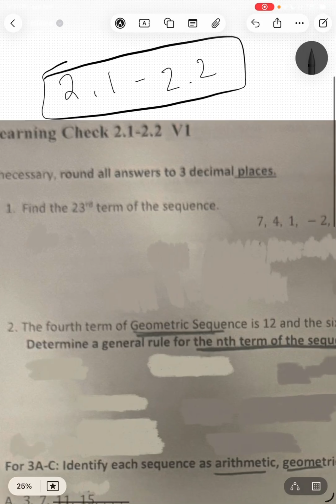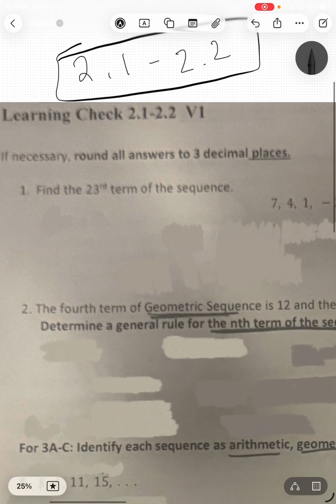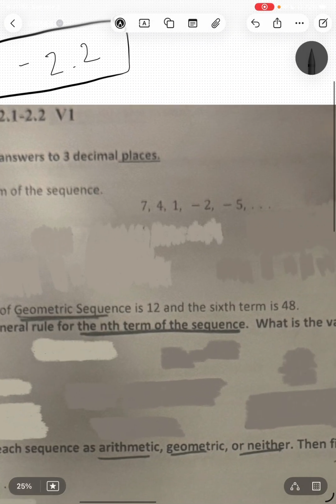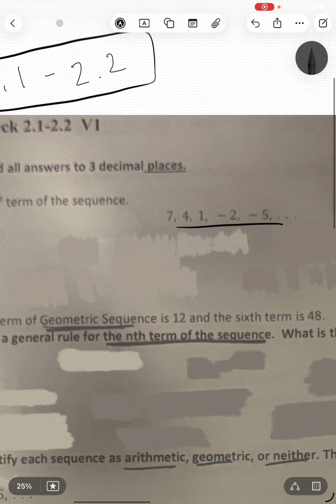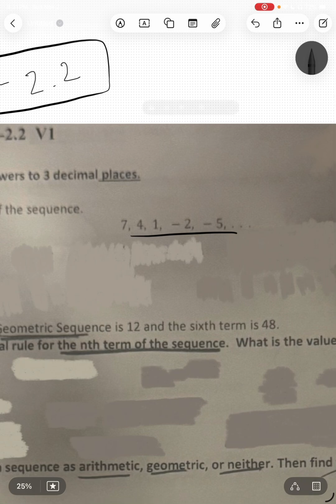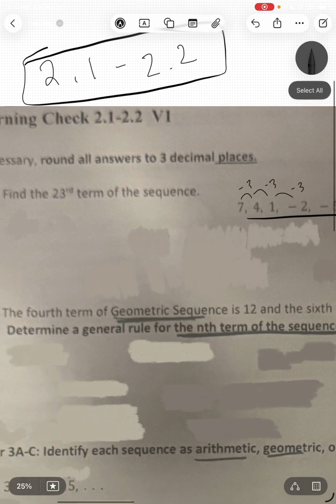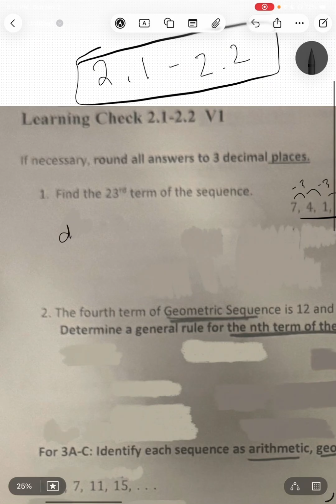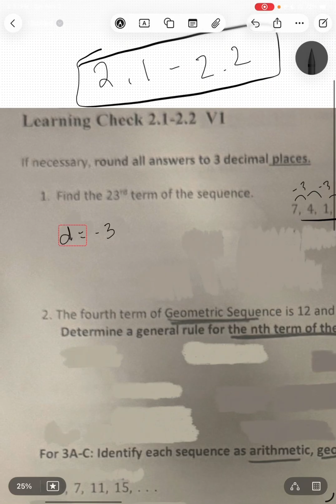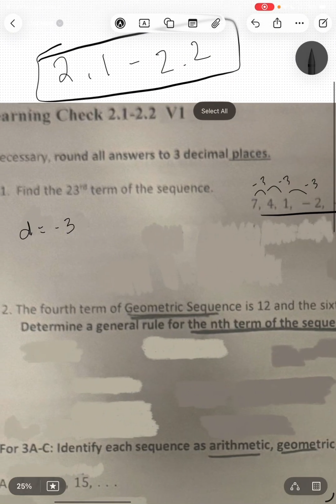Okay, so our first question is find the 23rd term of the sequence. Here we're given these numbers. We either find the difference or we find the rate. We can see here that it is decreasing by -3. So that's a difference, and that is our D for our arithmetic sequence. Whenever there's a difference, it's arithmetic, and whenever there's a rate, it's geometric.